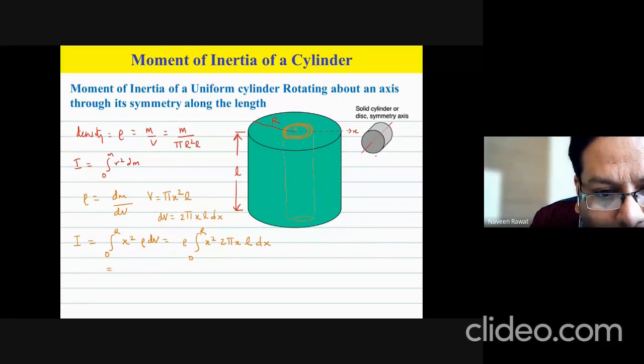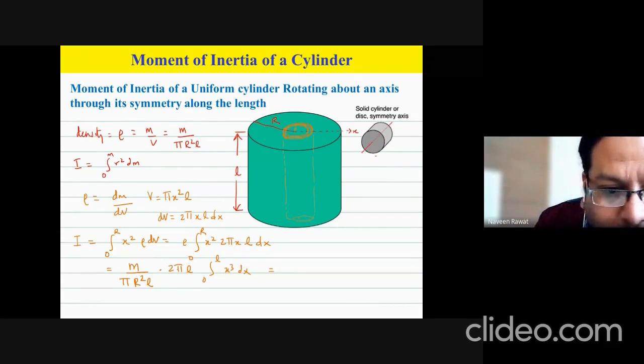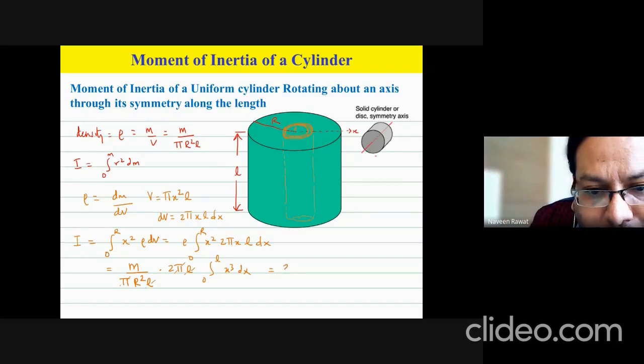So let's solve this out. Rho is mass by volume, that is the definition. So I get m divided by the total volume, pi r square times L. Now I have 2 pi L, which are constants and can come out of the integral. I will get the integral from 0 to L of x square times x, so x cube dx. Pi and pi will cancel, and L and L will cancel, so I get 2m by r square.